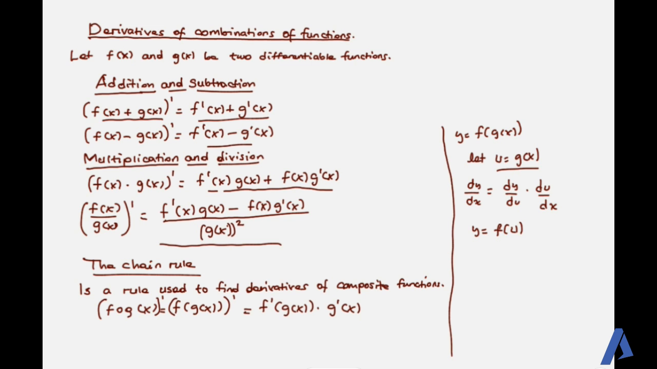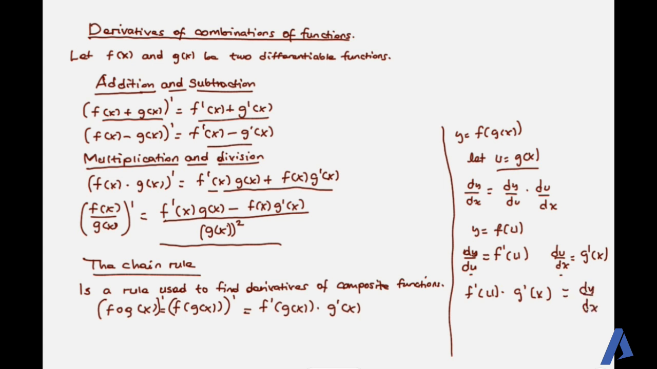Then dy by du is equal to f derivative with respect to u. And du by dx, the same way, is equal to g derivative of x. So when we multiply the two, what do we get? f derivative of u multiplied by g derivative of x. The product of the two is dy by dx.